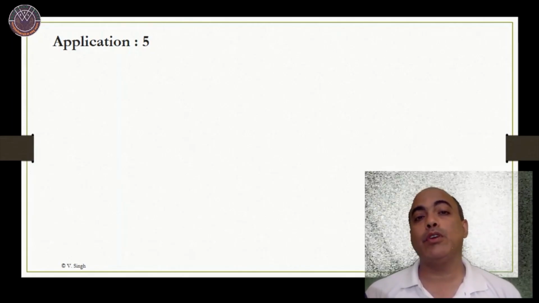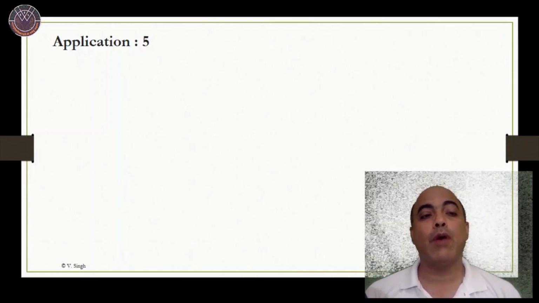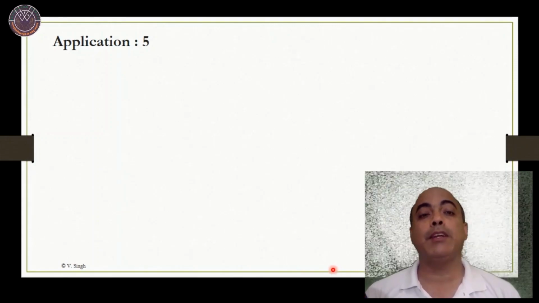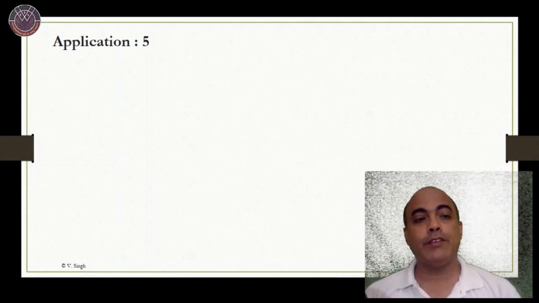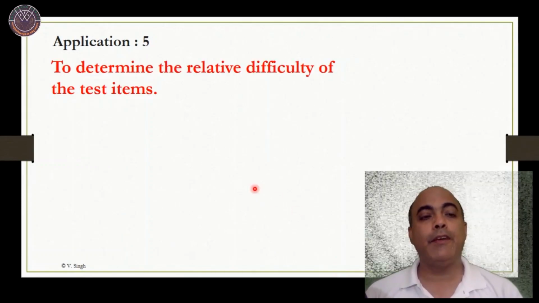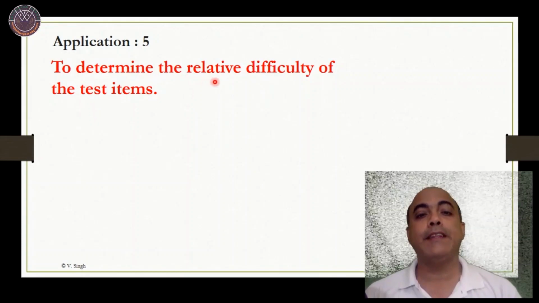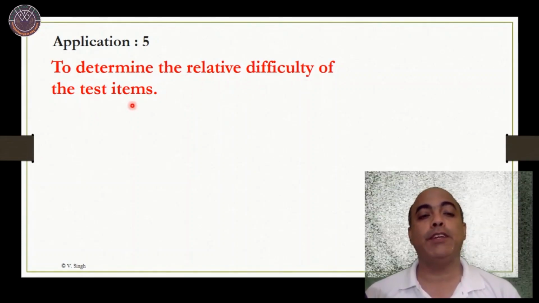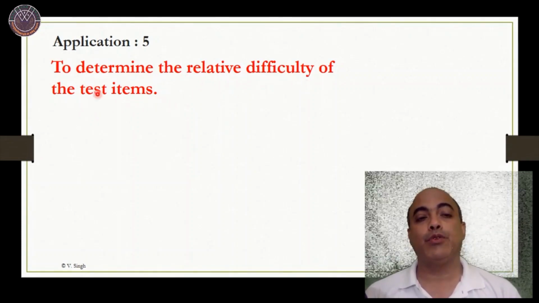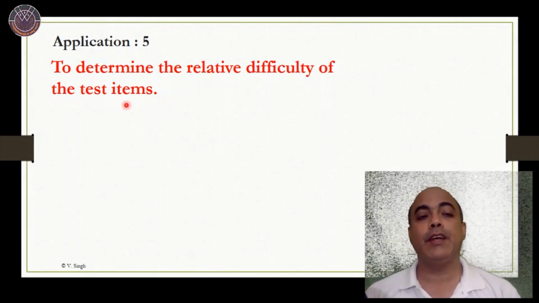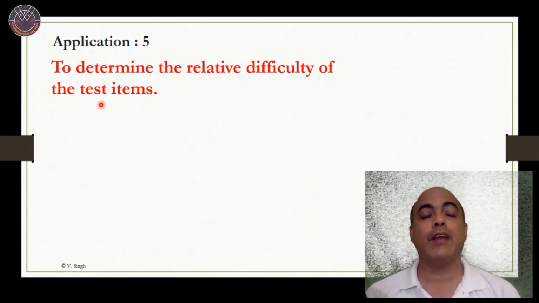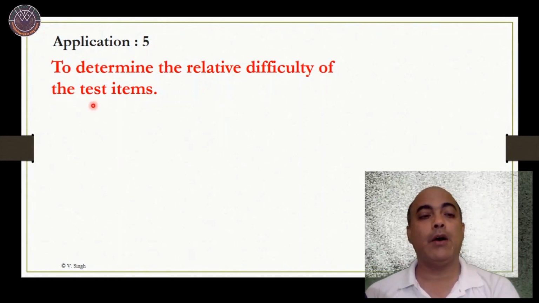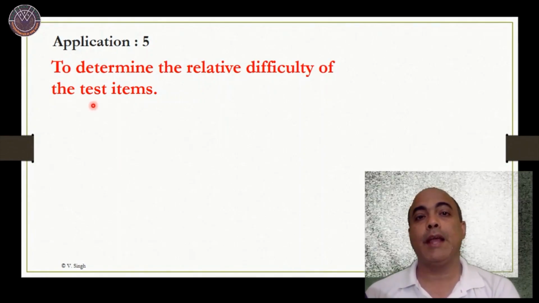In continuation of that video, now I will be discussing the 5th application of normal distribution curve. So what is this 5th application? The 5th application is to determine the relative difficulty of the test items. So suppose a test is there and you want to see the difficulty level of a test item, then how normal probability curve can help us.